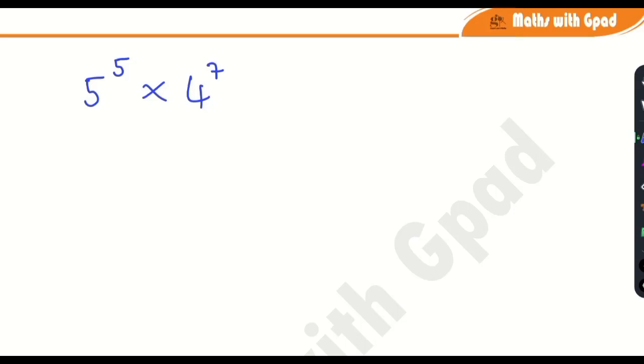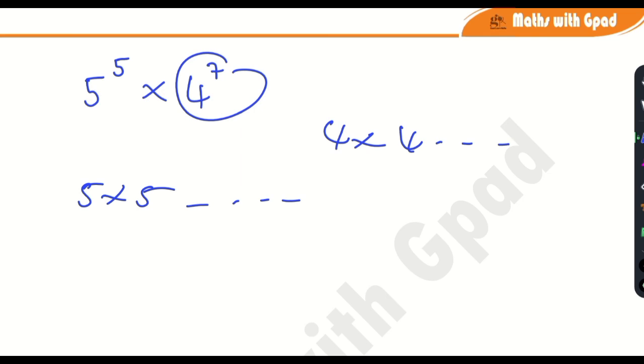So let's say you don't have a calculator and you need to simplify this. It's going to be tough if you want to do 5 raised to the power 5 and then 4 raised to the power 7. However, there are ways you can work this out without feeling the pressure of having to multiply 5 times 5 up to 5 times, and then this one here, 4 times 4 up to 7 times. So let me show you how you can do this without much stress and without even needing a calculator.